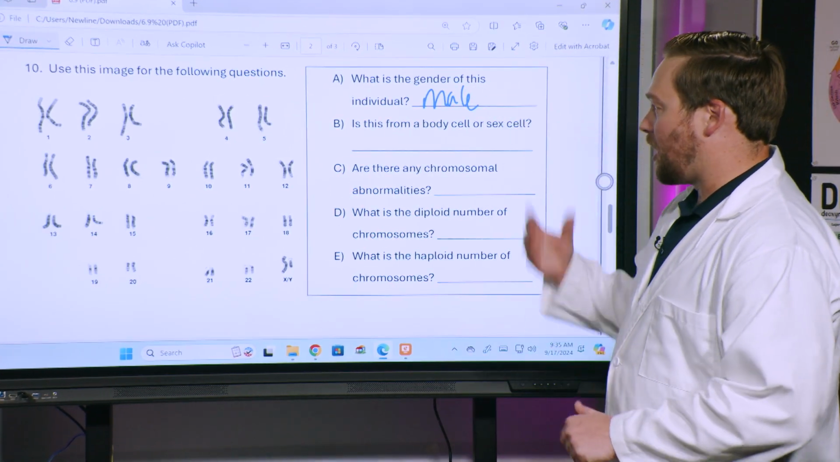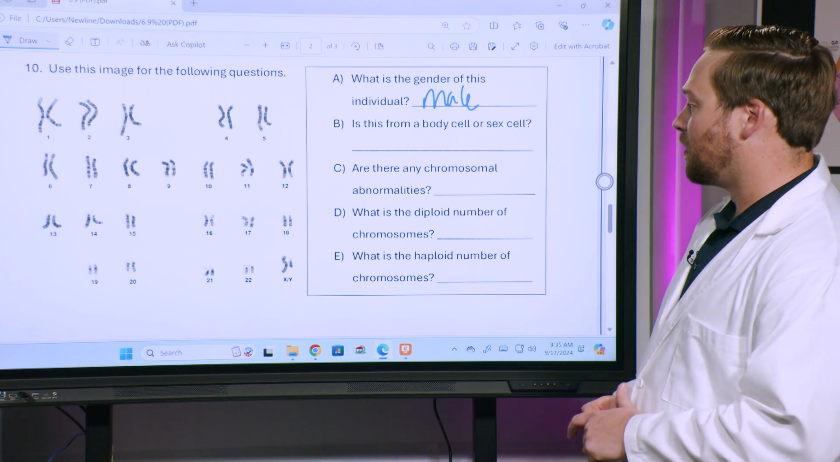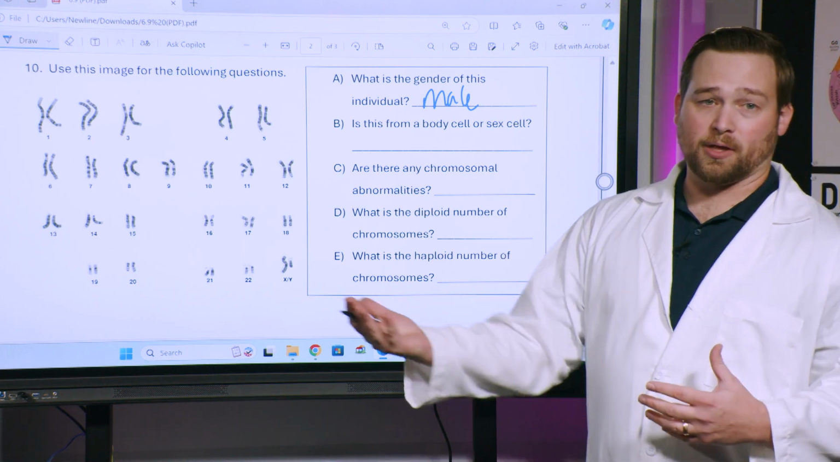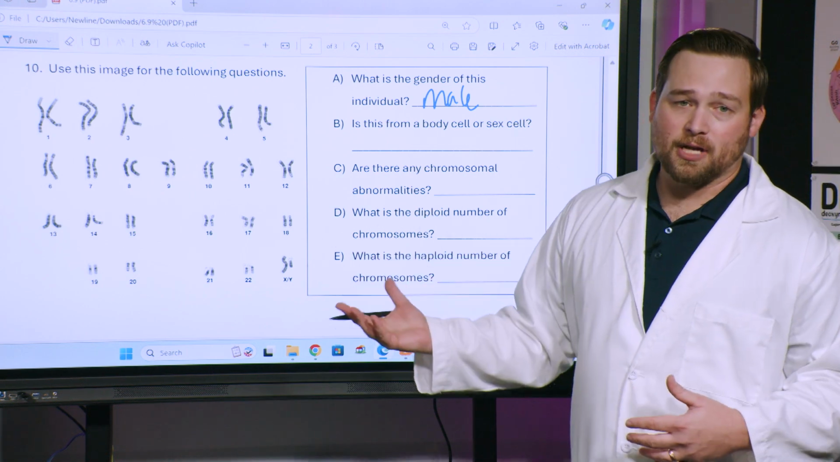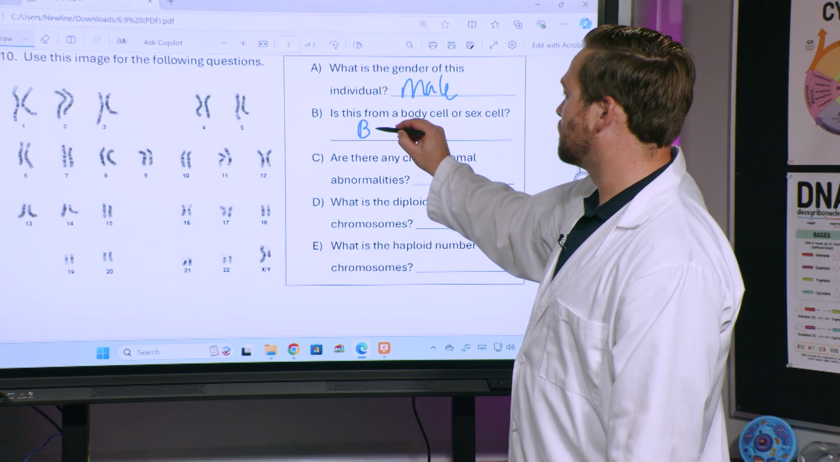All right, letter B here says, is this from a body cell or a sex cell? Well, remember, body cells have 46 chromosomes and sex cells have 23 chromosomes. If I counted all these up, I would see 46 chromosomes. So it must be from a body cell.